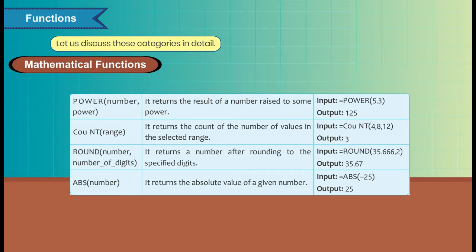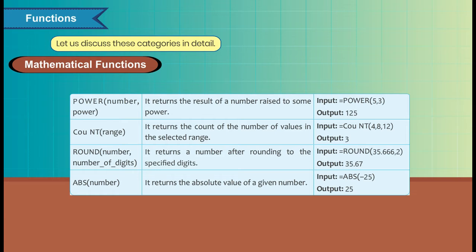Output: 125. COUNT(range). It returns the count of the number of values in the selected range. Input: =COUNT(4, 8, 12). Output: 3. ROUND(number, number_of_digits). It returns a number after rounding to the specified digits. Input: ROUND(35.666, 2). Output: 35.67.